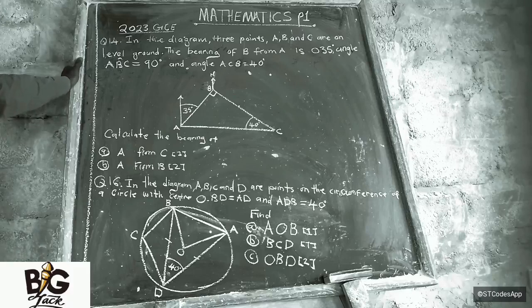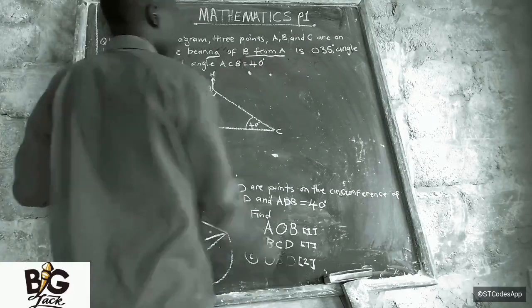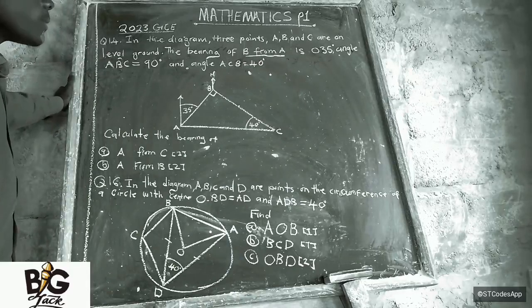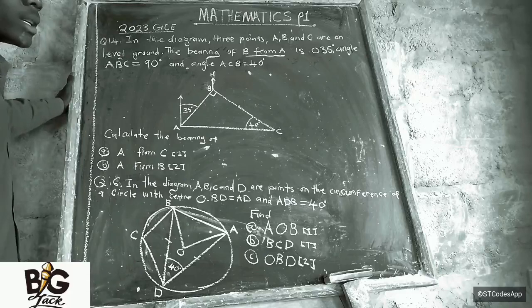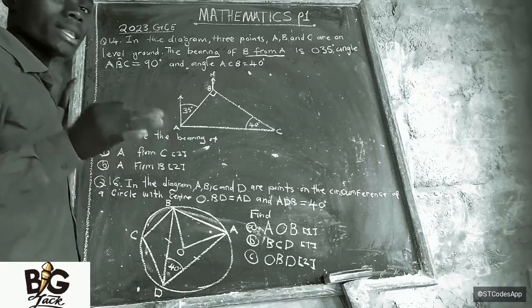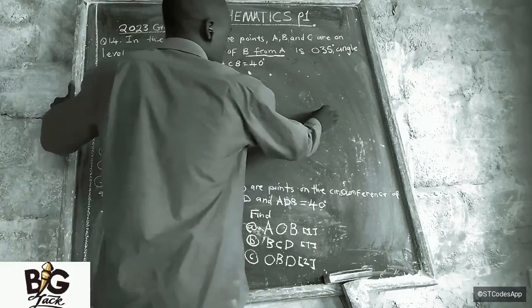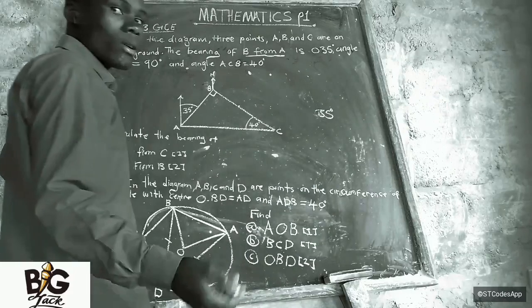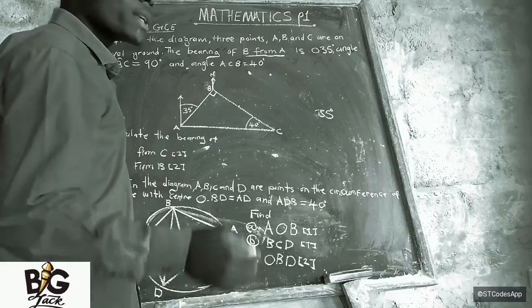So the bearing of B from A. The terms used under bearings are very, very important. So the bearing of B from A is 35. Now, bearings are represented by three figures. So in this case, instead of writing 30 degrees, you're supposed to write 0, then you put 30. Bearings are represented by three figures.